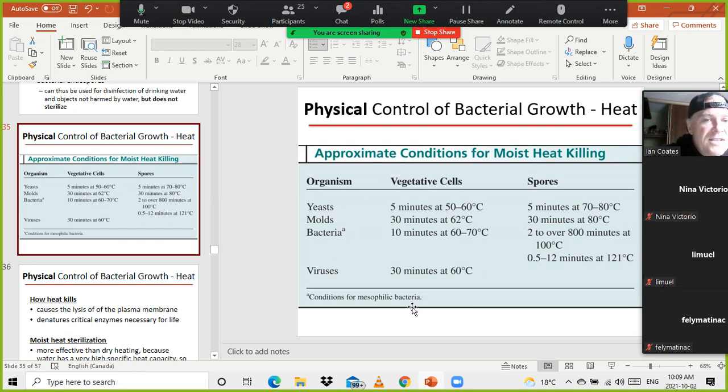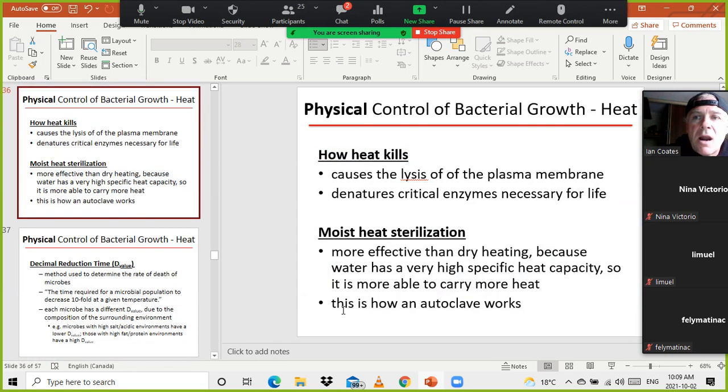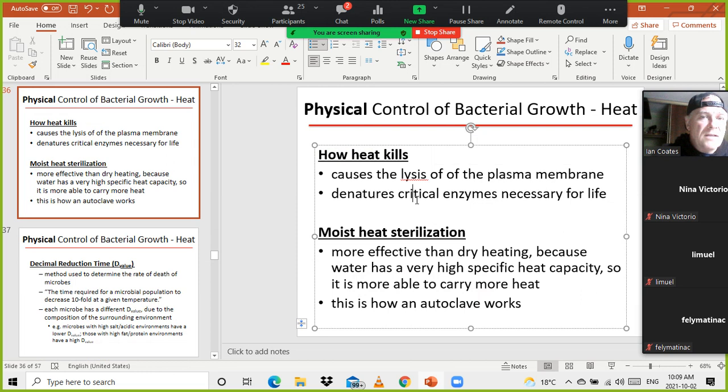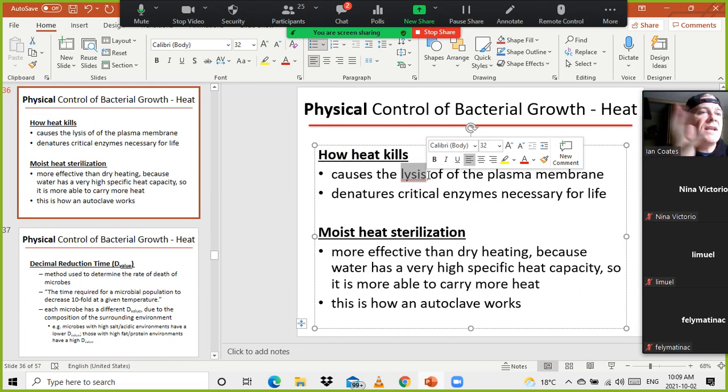There are your viruses. They'll denature at around 30 minutes at 60 degrees, okay? How does heat kill? It causes lysis. I love this word. Actually, love is a bit strong. It's 10 o'clock in the morning on a Saturday. Lysis just means explosion or splitting. So lysis of a cell just means it breaks and its contents spill out, and that's it.